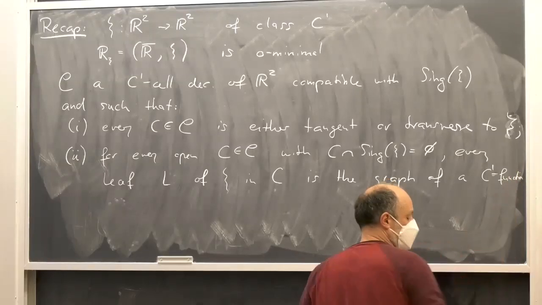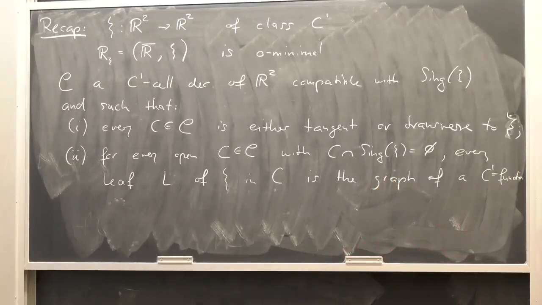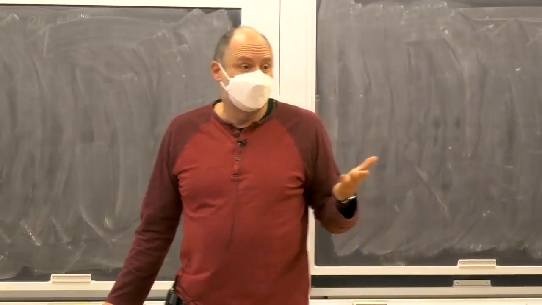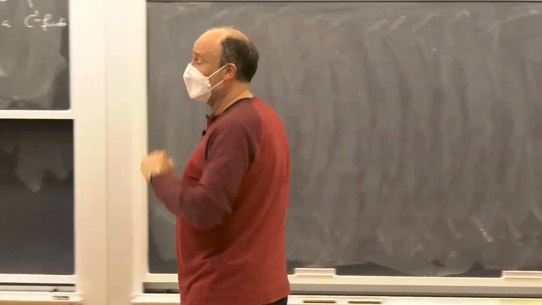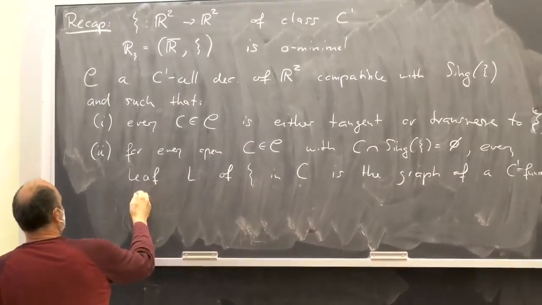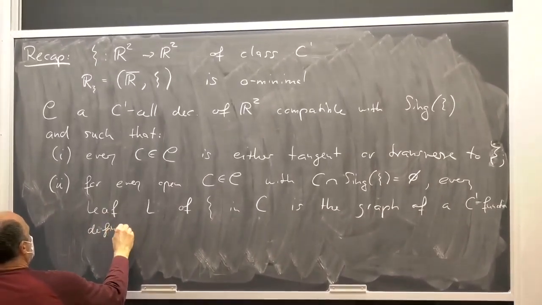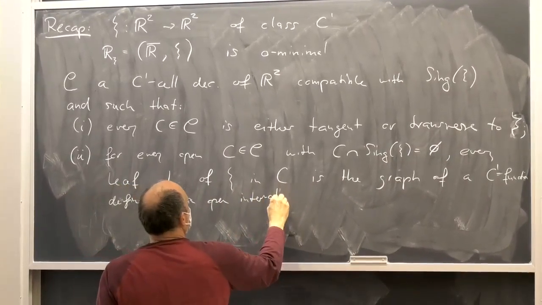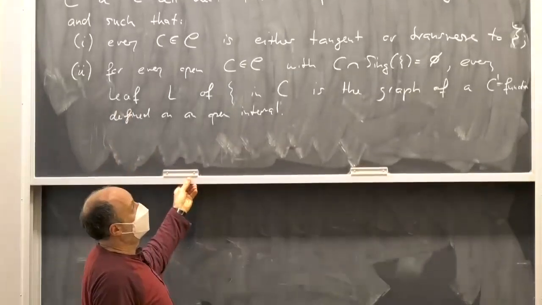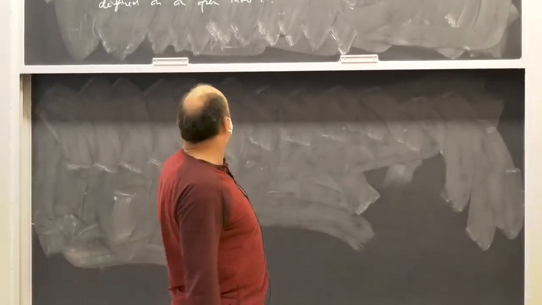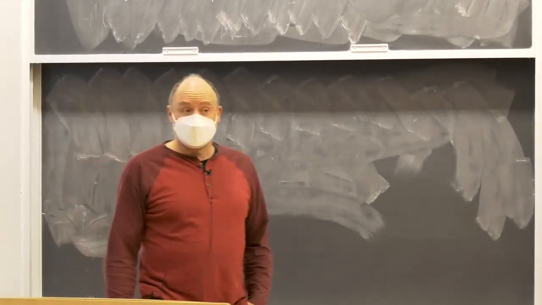Now, right, I had two possibilities last time. One was that it's a vertical segment, which of course is also the graph of a C1 function of the y coordinate, okay? And the other case was some graph of a C1 function of the x coordinate, defined on an open interval. Okay, so that's what we did. We showed how to do that, and we fixed such a decomposition.